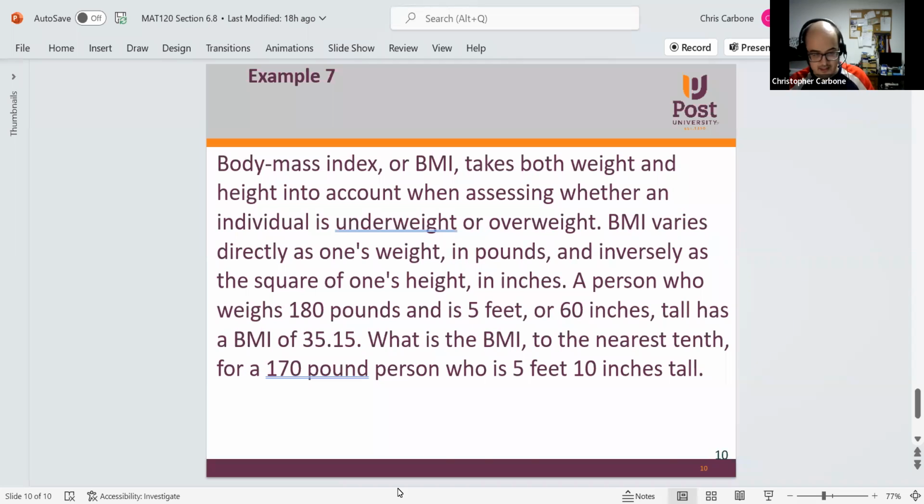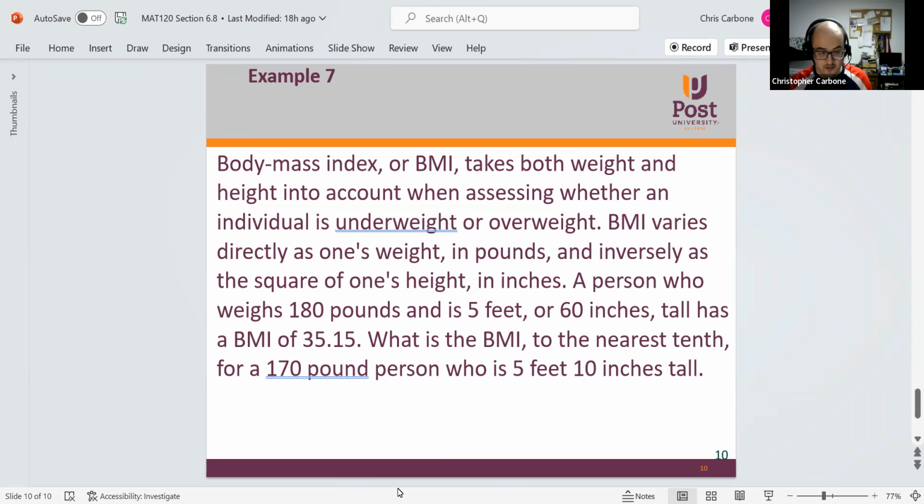And then finally, example 7. Body mass index, or BMI, takes both weight and height into account when assessing whether an individual is underweight or overweight. BMI varies directly as one's weight in pounds and inversely as one's height in inches. A person who weighs 180 pounds and is 5 feet or 60 inches tall has a BMI of 35.15. And we want the BMI to the nearest tenth for a 170-pound person who is 5 feet 10 inches tall.